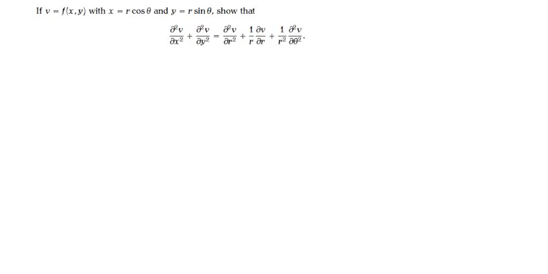So we are given that v is equal to a multivariable function f of x, y, where x equals r cos theta and y equals r sin theta. We have to show that the second partial of v with respect to x plus the second partial of v with respect to y is equal to the second partial of v with respect to r plus 1 over r times the partial of v with respect to r plus 1 over r squared times the second partial of v with respect to theta.